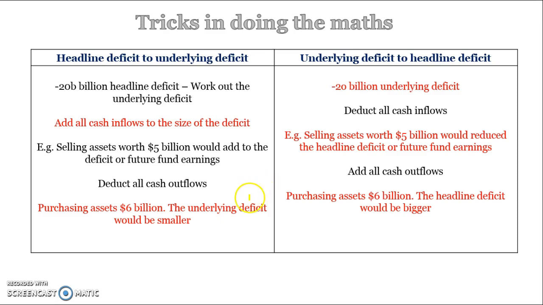So if you're moving from a headline to an underlying deficit, what that means is that all cash inflows are not included in the underlying, so you actually need to add them to the size of the deficit, whereas cash outflows are not included in the underlying, so you actually deduct them from the deficit. And the opposite, if you're going from underlying to headline, any cash inflows will reduce the deficit. So if you've got a $20 billion deficit and it says you sold assets worth $5 billion, your headline deficit would become $15 billion. So that's the one that's working in the right direction. In essence, cash inflows are reducing, whereas cash outflows are increasing the deficit. The headline to underlying can be more confusing because you're working the opposite way.